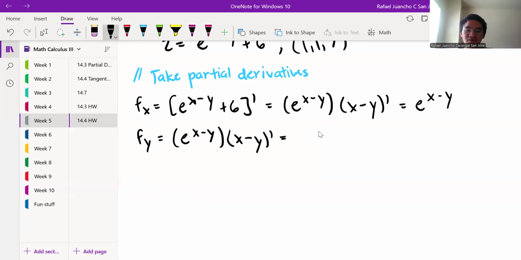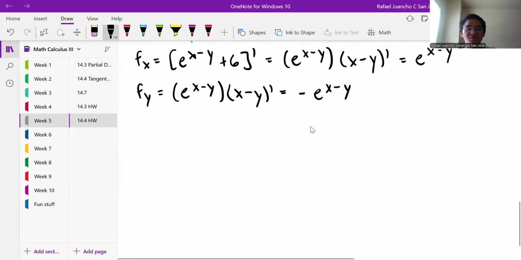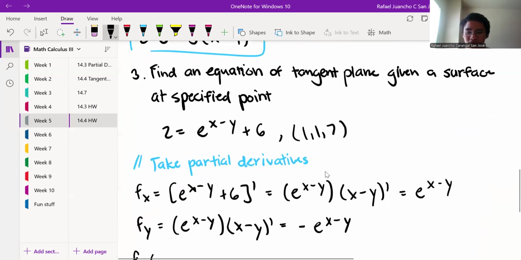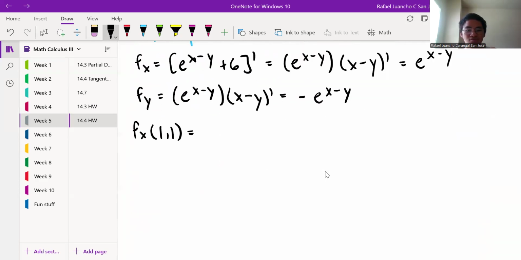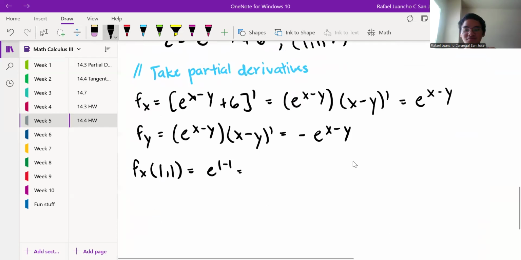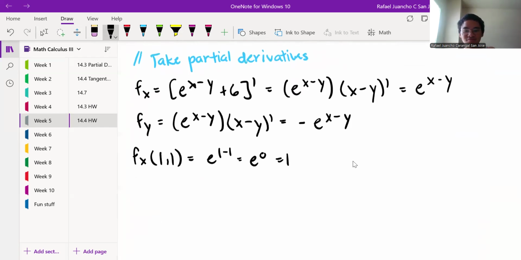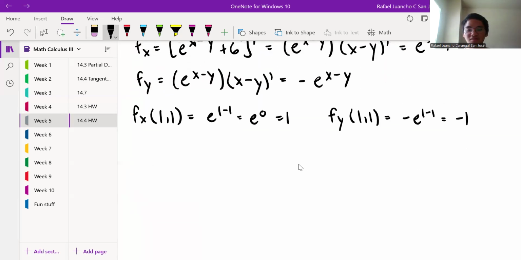And similarly for f sub y, we're going to encounter the same thing. Here our y is 1, our x is 0. So here we have negative e to the x minus y. And from there, we just plug in. So f sub x of my x and y points, 1 and 1, is just e to the 1 minus 1, e to the 0, which is just 1, right? Then my f sub y is negative e to the 1 minus 1. And so it's actually negative 1, right?